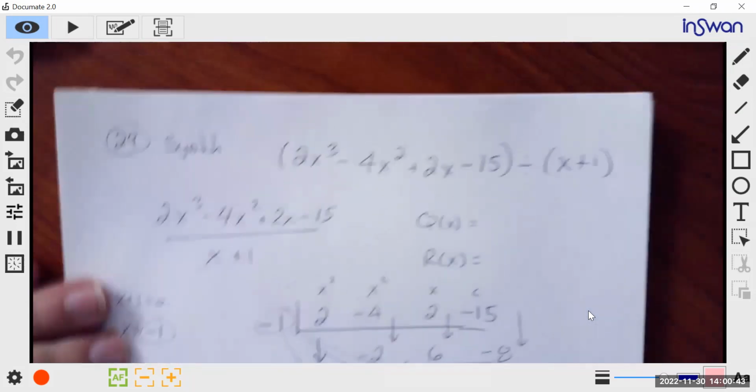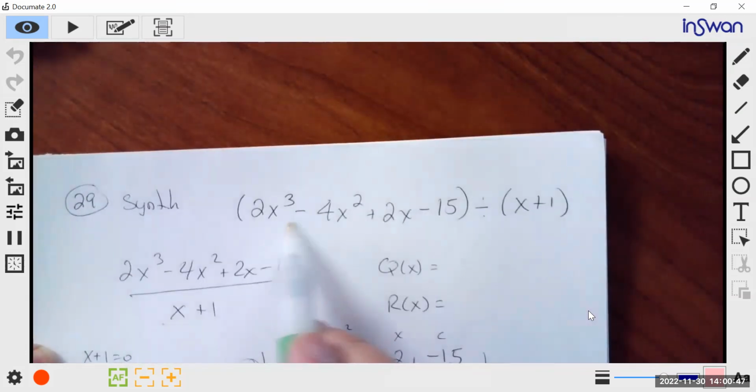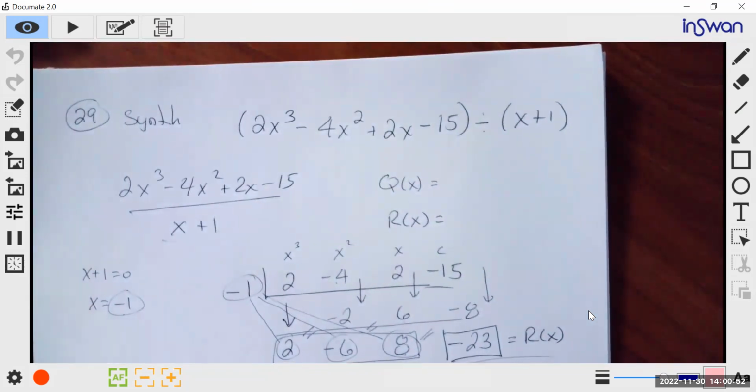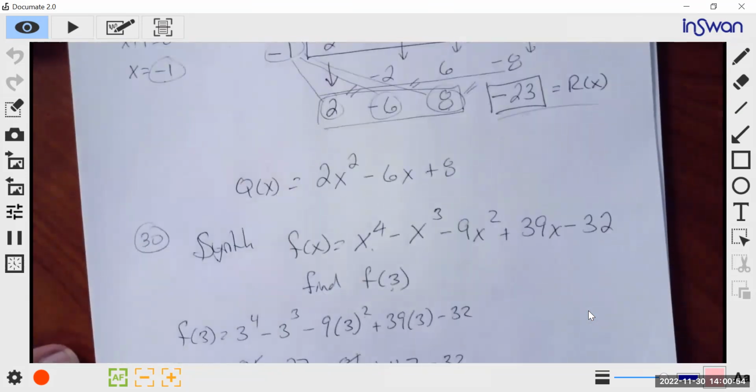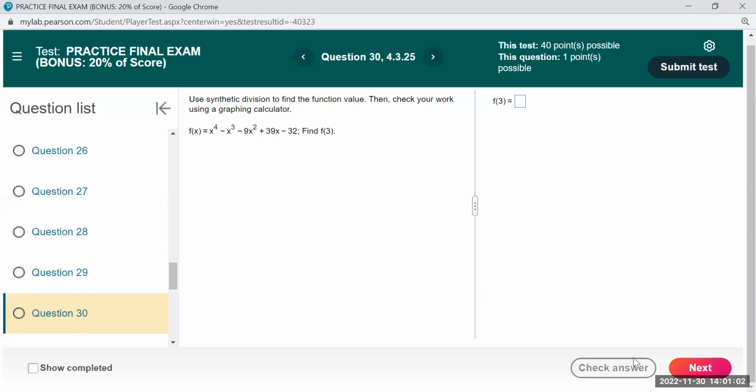So the same thing would have happened if we have our x plus 1. If we just took our -1, plugged it in here, we'd get -23 as an answer. And we just did that.